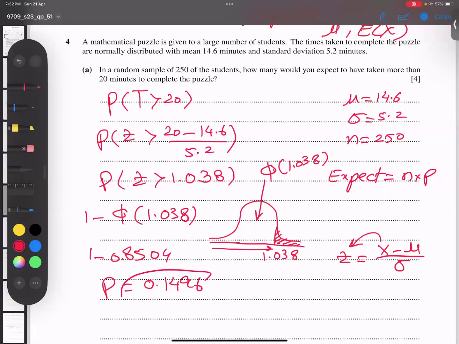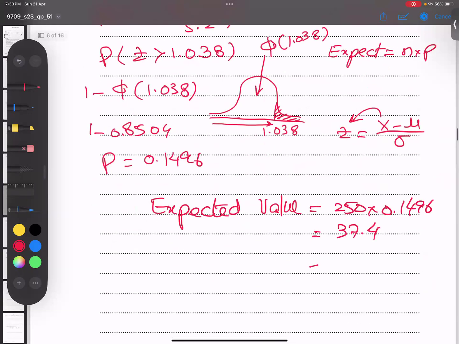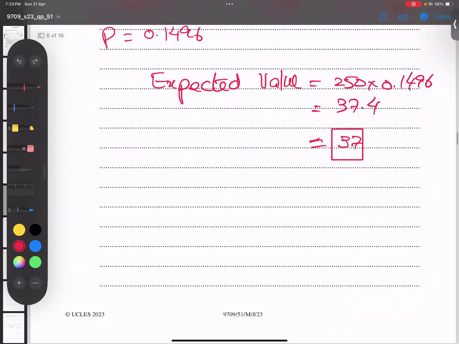Now this value goes into the expected value: 250 times 0.1496, so multiply by 250 people. The answer is 37.4. Rounded, since these are people, you can say 37, because the decimal is less than 5. Otherwise, if it were slightly bigger, I could make it 38. So let's go for the next part.